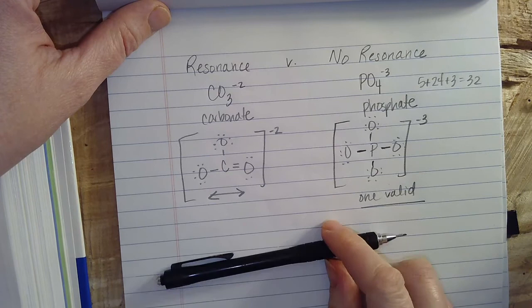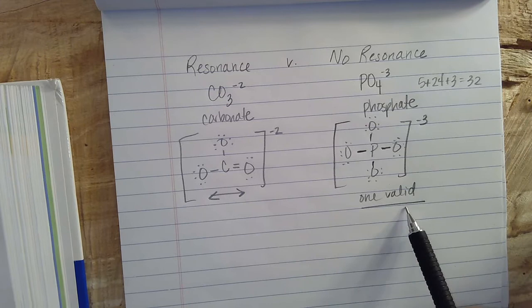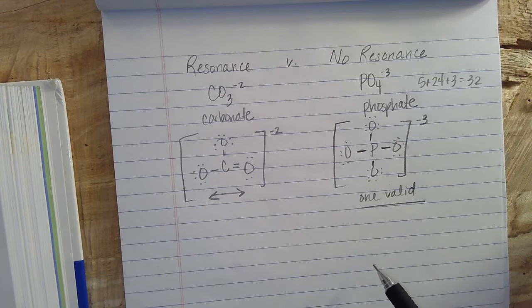Now, because there's only one valid orientation for this, there's no resonance. Now, it's helpful to remember that in resonance, things could switch back and forth at any time. Wink, wink. If we look at this, we have resonance, we don't have resonance.